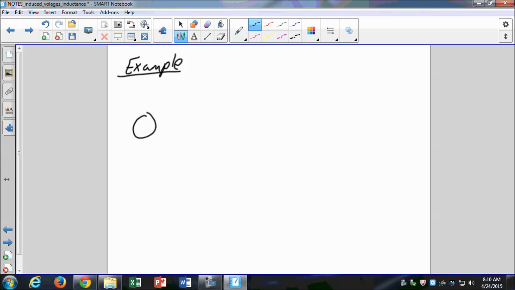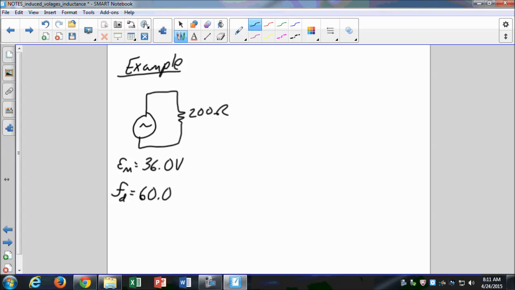Say I have a circuit with an AC electric source and a 200 ohm resistor. Let's say that the maximum amplitude is 36 volts, and my driving frequency, this is not the angular frequency, this is the actual frequency, is 60 hertz, which is what we have in our country. Different countries have different frequencies, but in the US we have 60 hertz, which is why you have to get converters when you go to Europe or wherever. That just means that the coil of wire rotates 60 times a second, and that's what sets up our driving frequency.